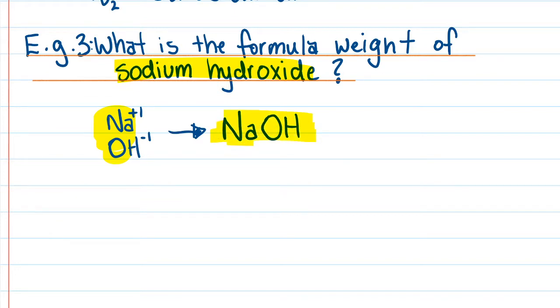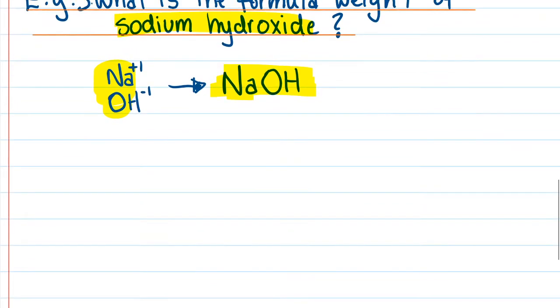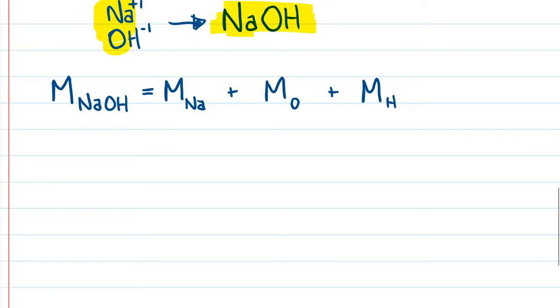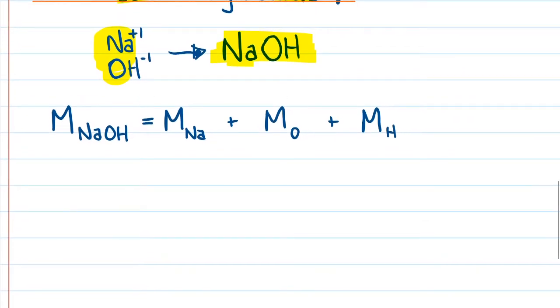So now to figure out the formula weight of that, I'm going to say the big M, which stands for formula weight of sodium hydroxide. And what are we looking at here? Well, really we're going to have to look up the weight of sodium off the periodic table, but we're also going to have to look at the molar weight of oxygen, and we're going to have to look at the molar weight of hydrogen. You have to look up all 3 of those. And I think, if I'm not mistaken, I could remember them all.